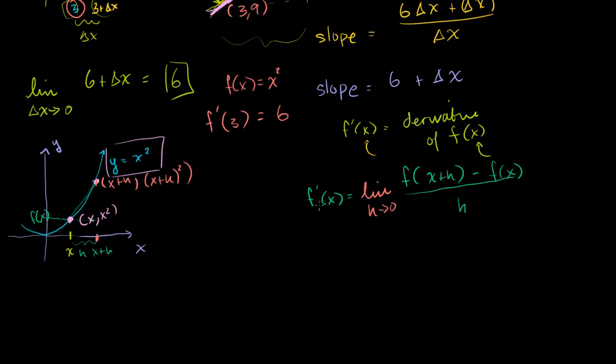You give me 100,000, I'll tell you what the slope is at 100,000. So let's apply it here. We want to find the change in y over the change in x.